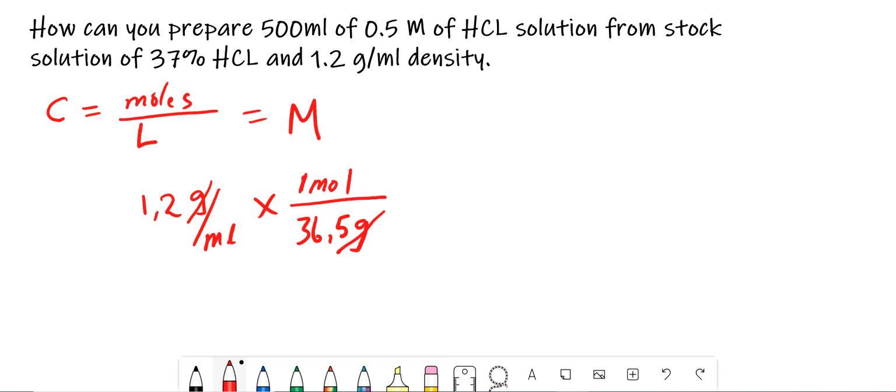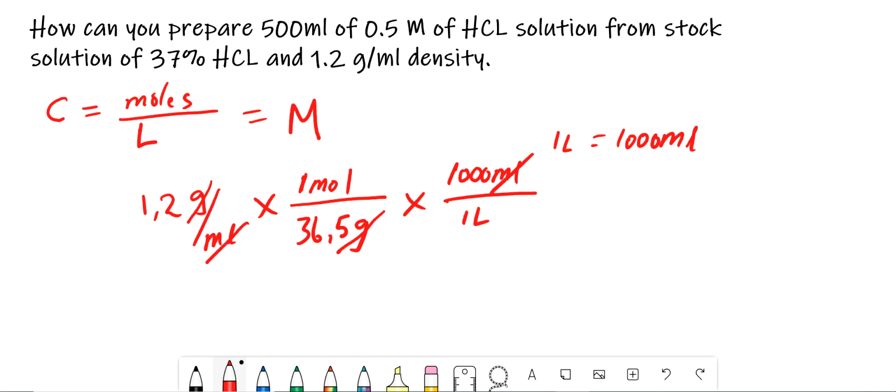Okay, so in this case we have to convert the milliliter to liters. We will multiply with the conversion factor, so 1000 ml over 1 liter. You know that 1 liter is equal to 1000 ml. Okay, so this is the conversion factor. So the ml will also cancel, and your answer will be in mole per liter.